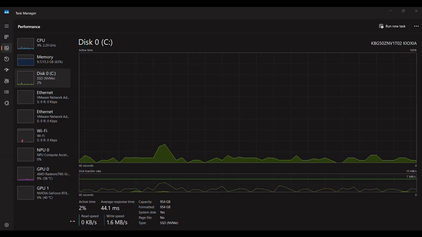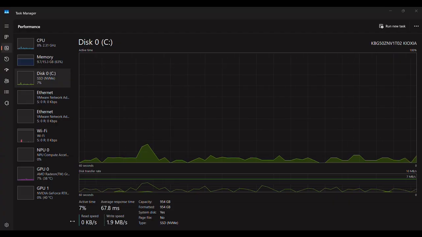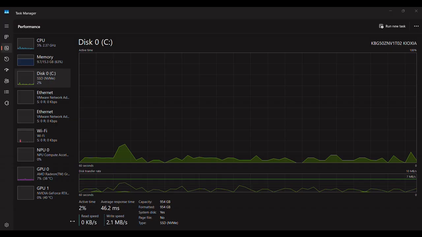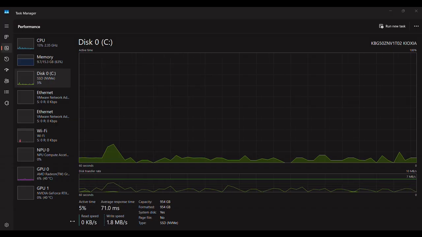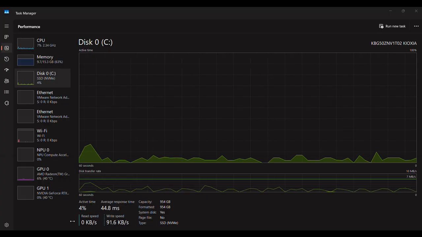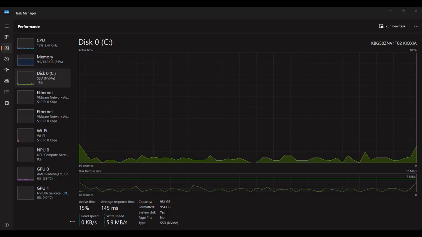The read speed value represents how much data is currently being retrieved from storage. Applications, system services, and operating system processes constantly perform read operations while accessing files or loading resources.